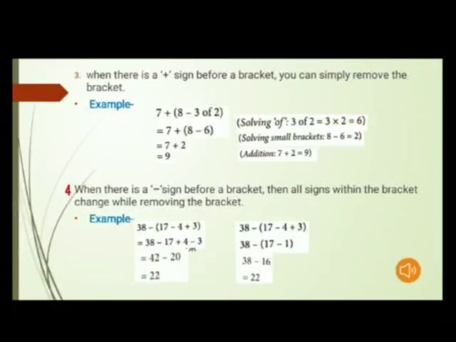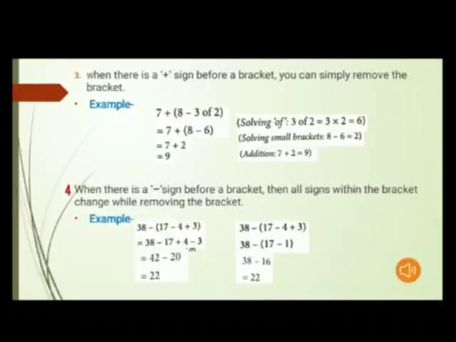As you can see in the example given there, 7 plus, within the bracket, 8 minus 3 of 2, bracket close. It means first of all you will solve 3 of 2. Of means multiplication. So 3 of 2 means 3 multiplied by 2 equals 6. This 6 will be subtracted from 8, that is 8 minus 6. On solving the brackets we will get 2. Now this 2 will be added to 7 and you will get 9 as the answer.